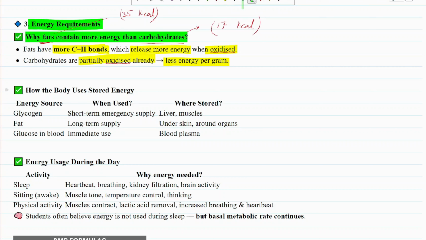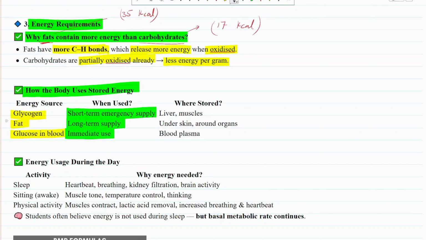Then the next question comes: how does the body use stored energy? Stored energy is always in the form of glycogen, fat, or sometimes in the blood also. When used, glycogen is a short-term emergency supply. Fat is a long-term supply, and glucose is immediately used in the body. That's why a person having a thick layer of fat may live hungry for a longer period as compared to another person who is lean, because fats are a long-term energy supply for the body.